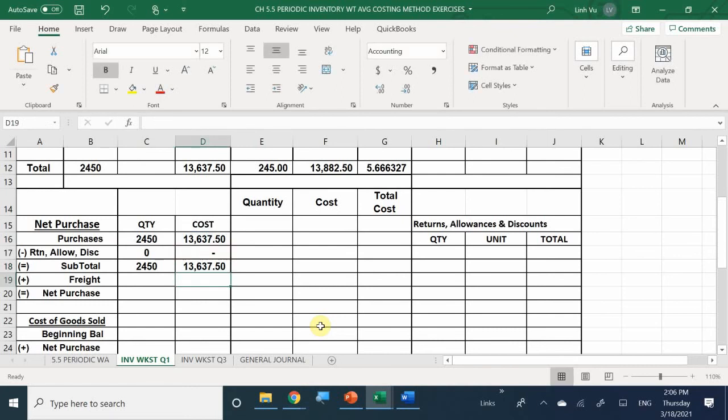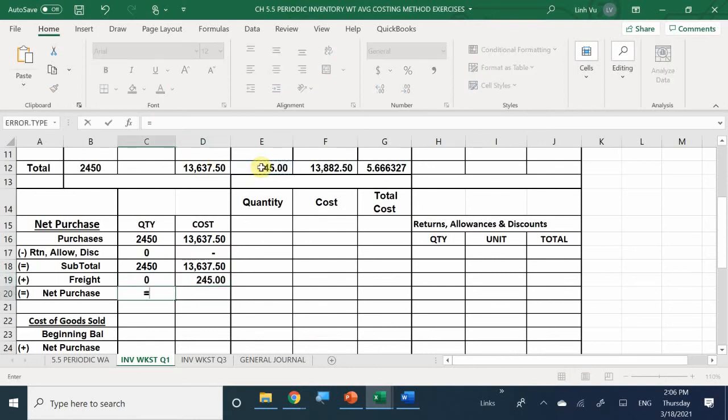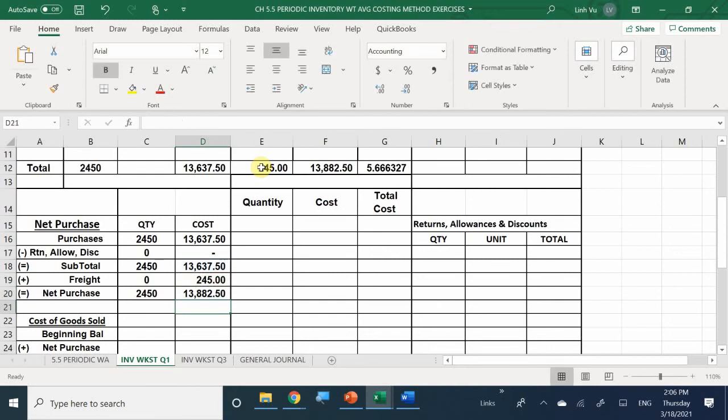Then my freight, once again, does not increase my quantity, but it does increase my total cost. So here, I'm going to add these up together. I should still get 2,450, but this time I'm going to add my purchases plus my freight to give me my total net purchase of 13,882.50.